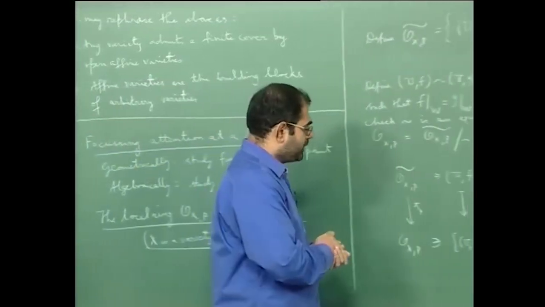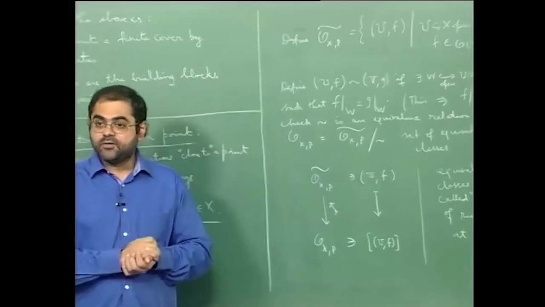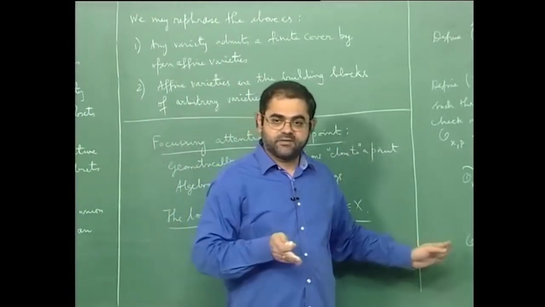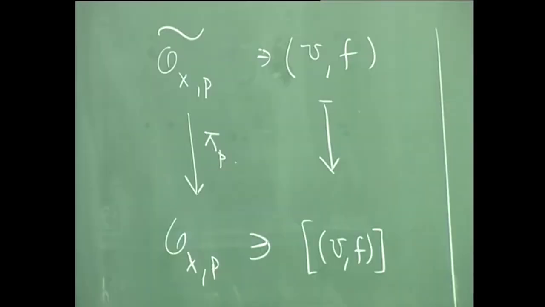So the moral of the story is that if you want to think of regular functions at a point and you want to distinguish them, this is the way to do it. That's the first point. The second point is that this is a local ring.